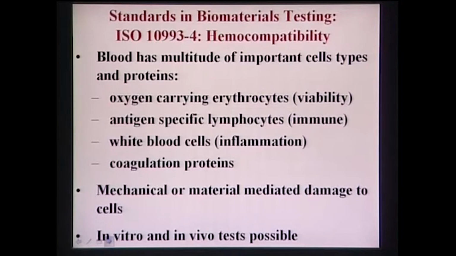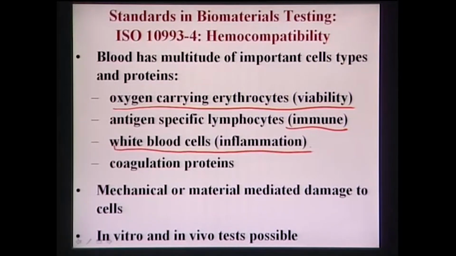So, first, blood is considered as a tissue in a sense that blood contains a large number of cells, as well as a number of proteins, and they perform certain specific functions. The first one is the oxygen carrying capacity, and that gives the viability property. Then antigen specific lymphocytes give the immune response. Then white blood cells, the WBCs, are responsible for inflammation, and then there are some proteins which help in the coagulation of the blood tissue.